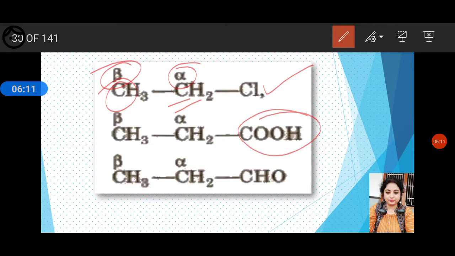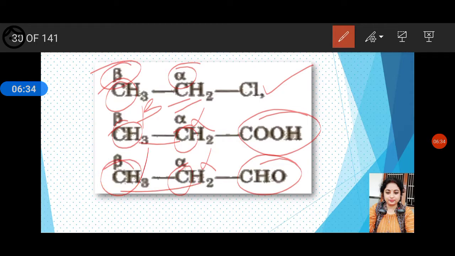Another example, this is our functional group. To the functional group, this carbon is attached, so it is alpha carbon. To alpha carbon, this carbon is attached, it is beta carbon. Another example, this is our functional group. To this functional group, this carbon is attached, so this is our alpha carbon. To this alpha carbon, this carbon is attached, so this is beta carbon.